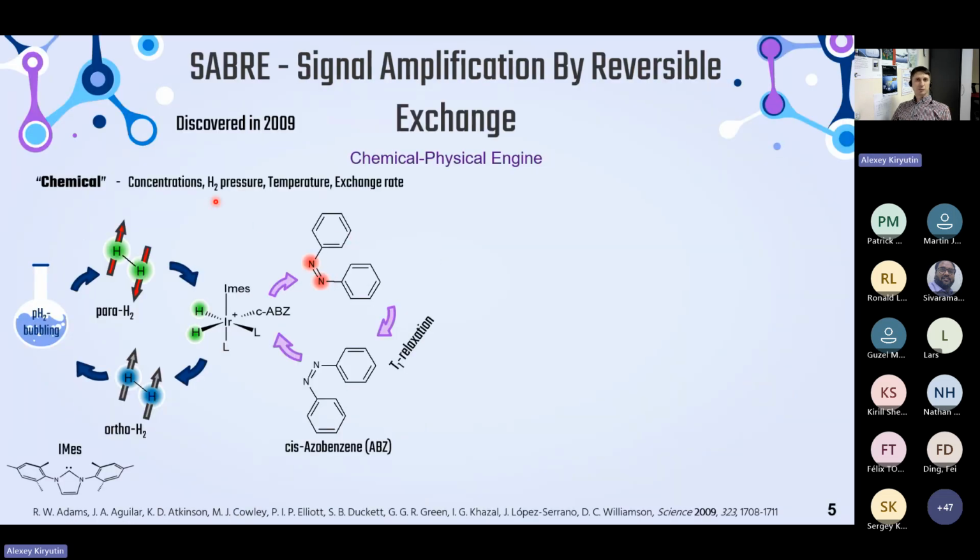This slide illustrates the key process of transferring the singlet spin order from parahydrogen to nitrogen nuclei in azobenzene or other substrate. The method called SABRE, signal amplification by reversible exchange. It was discovered in 2009, not so long ago. The heart of SABRE is an iridium-based complex that plays a dual role. It makes possible the reversible binding of hydrogen molecules on one side, while simultaneously coordinating substrate with a nitrogen on the other side. The chemical part of SABRE depends on many parameters, including concentrations, parahydrogen pressure, temperature, and reaction rates.